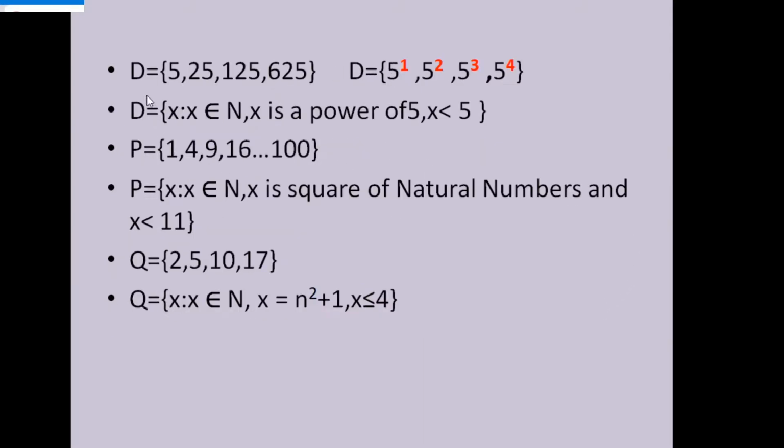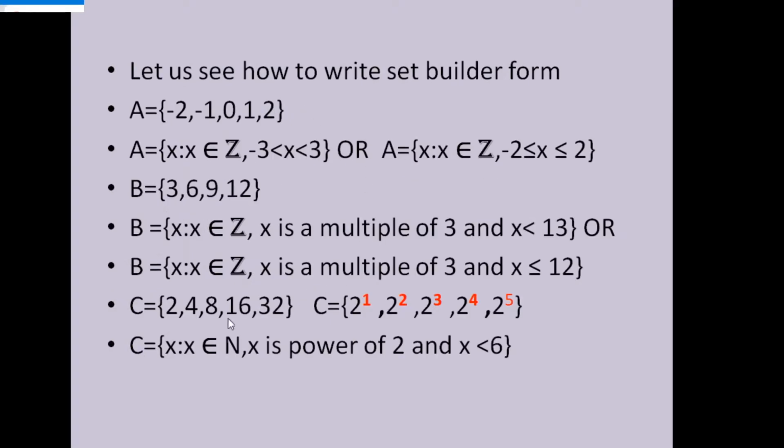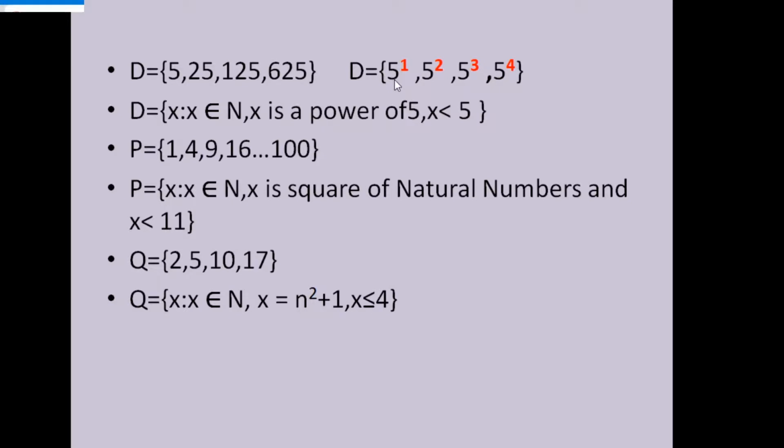And one more example. Set D consists of elements 5, 25, 125, and 625. Here also it is the same case as our previous example. So I have written them as 5 power 1, 5 square, 5 cube, 5 power 4. So the set builder form for this example is x such that x belongs to N, x is a power of 5, x less than 5.